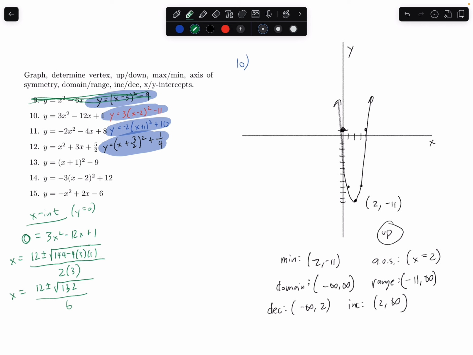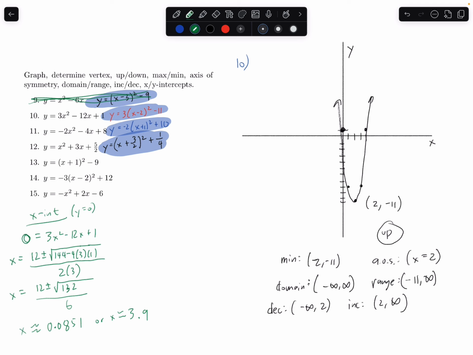Okay, so this is going to be, let's just do decimal approximation here. So I'm going to do 12 minus the square root of 132 and divide by 6. If I do the minus one, 12 minus square root of 132, divide by 6, I get approximately 0.0851. Or if I do plus, it's going to be 12 plus square root of 132 divided by 6, which is about 3.9.